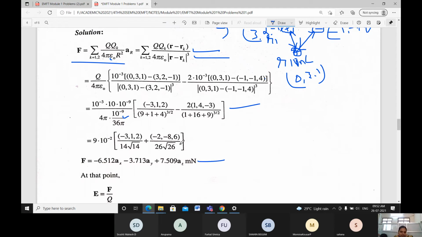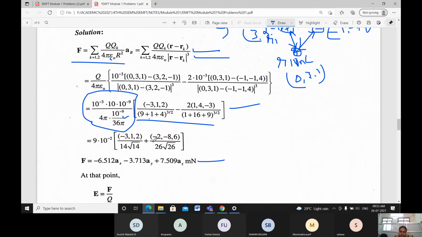Then for this calculation, you'll get 9.9 into 10 raised to minus 2 for this part. You'll get the division part as given. For this you will get 14 into square root of 14.